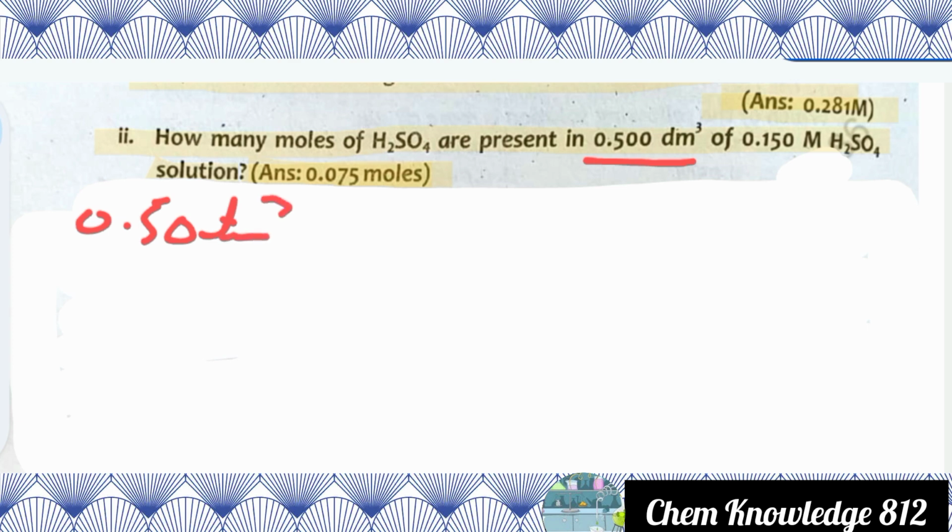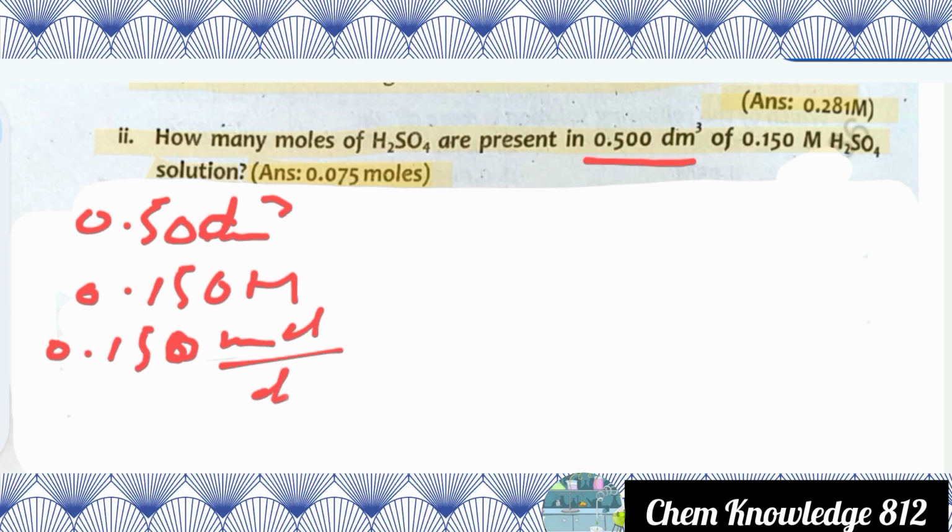Cubic decimeter, and molarity is 0.150 molar. So you can say 0.150 mole per decimeter cube, per liter. This is mole. We are going to determine the moles.